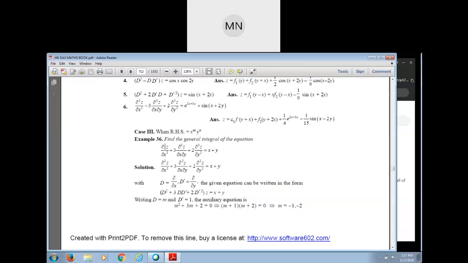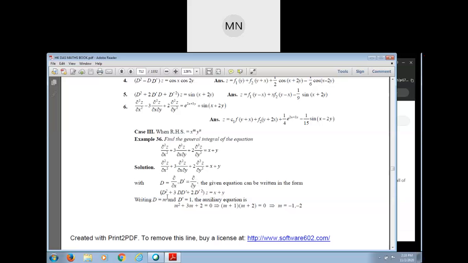See this term, del 2 z by del x square, we can write as D square. For the second term, del 2 z by del x del y, we can write 3 D D dash. The last term is 2 del 2 z by del y square, where del y is capital D dash, so we can write 2 D dash square. And this equals x plus y.